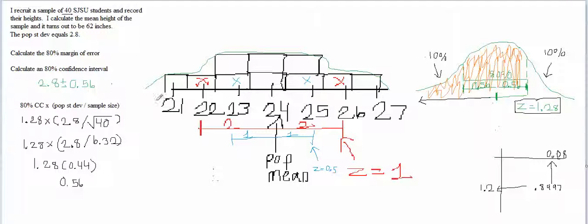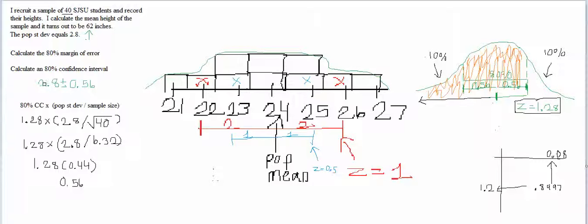And the confidence interval would include the population mean, as long as our sample that we selected with the mean of 2.8 with the mean of 62 is one of the middle 80%.